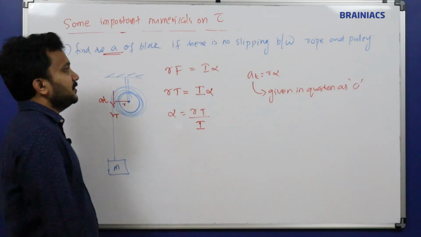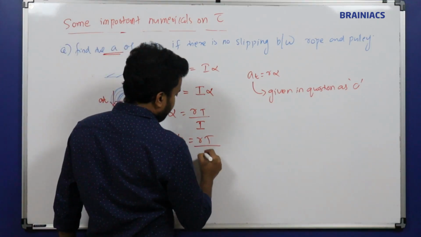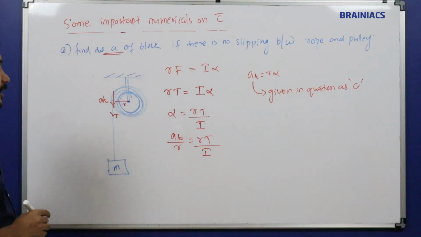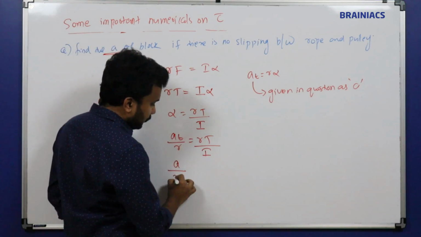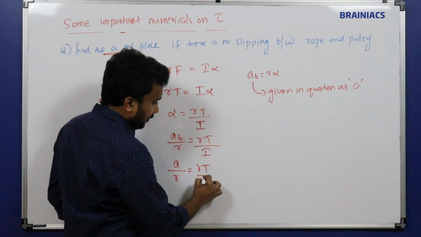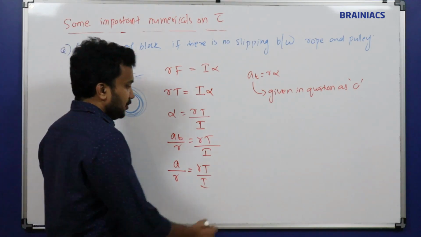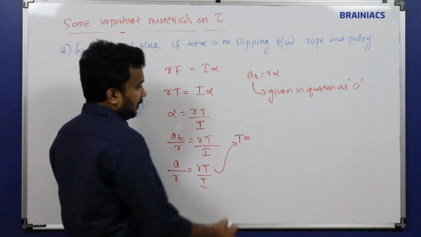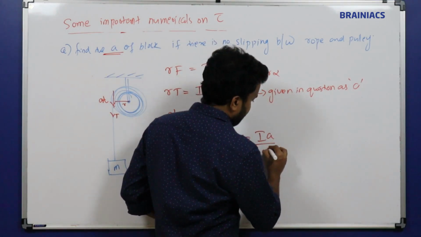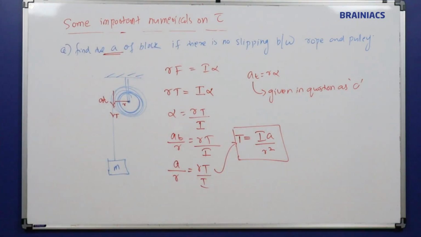So we will substitute alpha. Alpha is equal to AT divided by R. AT is equal to A, given in the question. So A by R is equal to RT by I. So we can write one formula for tension. Tension T is equal to IA by R square. I will keep this formula here for later reference. This is what I have derived.